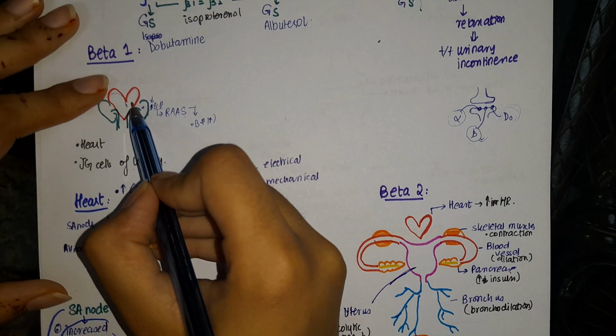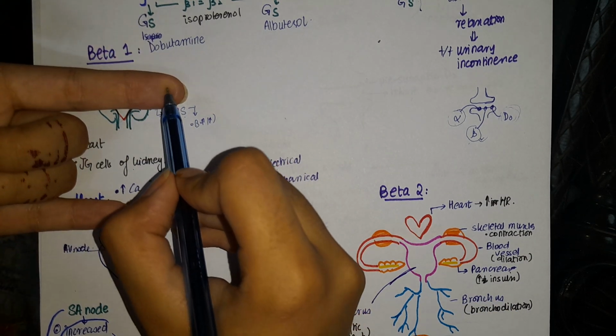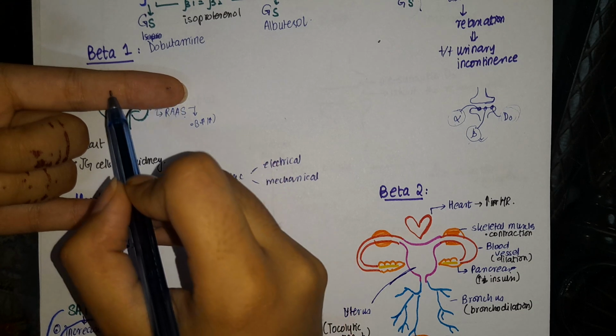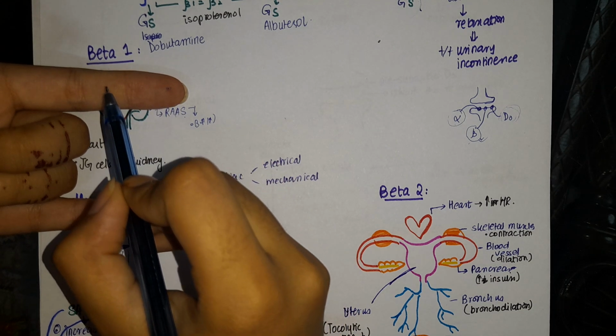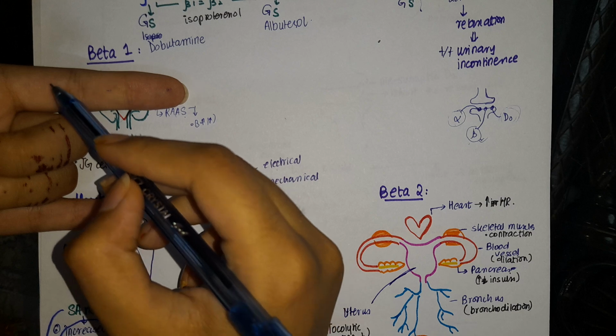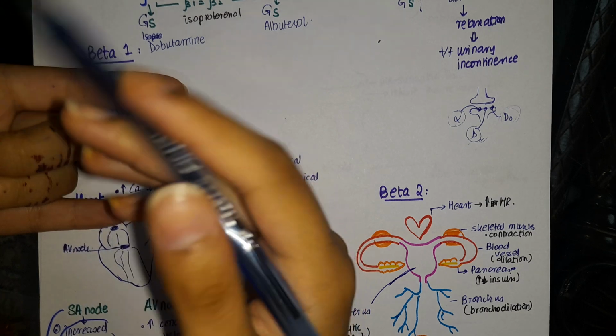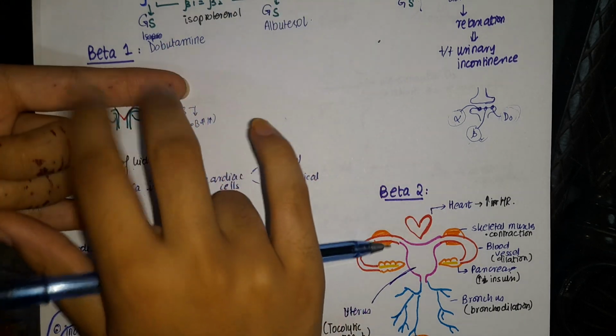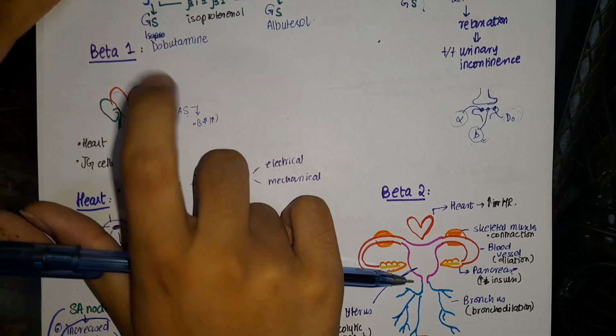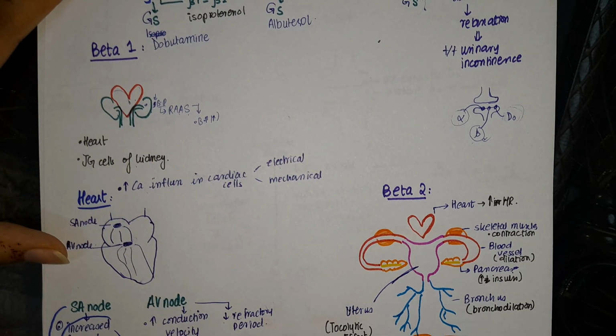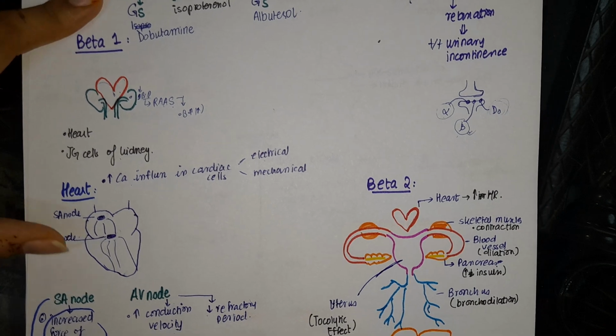For the heart, you have increased chronotropic, increased heart rate, increased dromotropic, that is increased force of conduction, and increased inotropic, that is increased force of contraction. All the three things, all the positive things will be observed in this beta 1 receptor due to the stimulation of the beta 1 receptor by its agonist. Now we have beta 2 receptors.